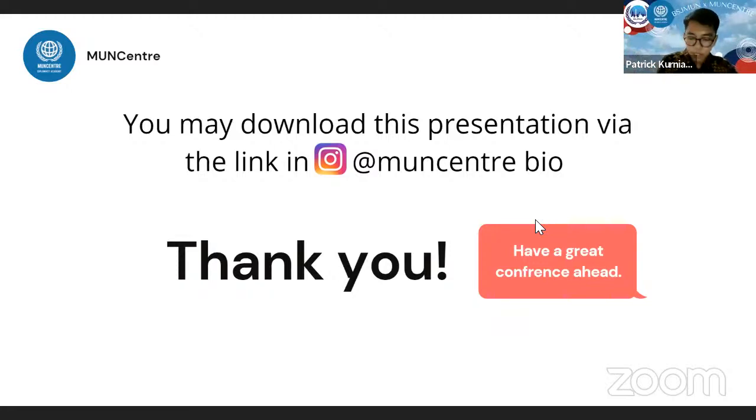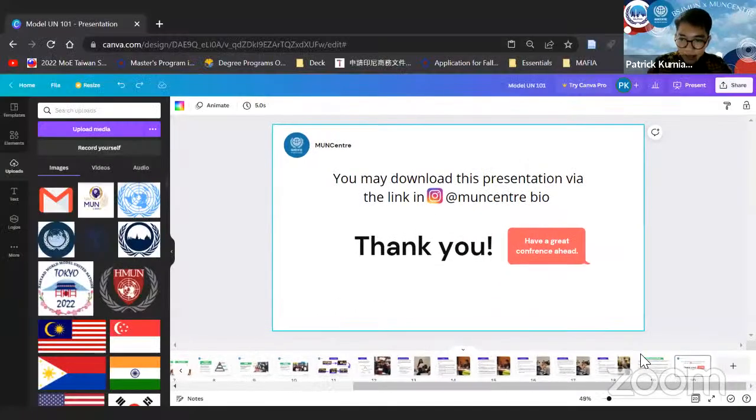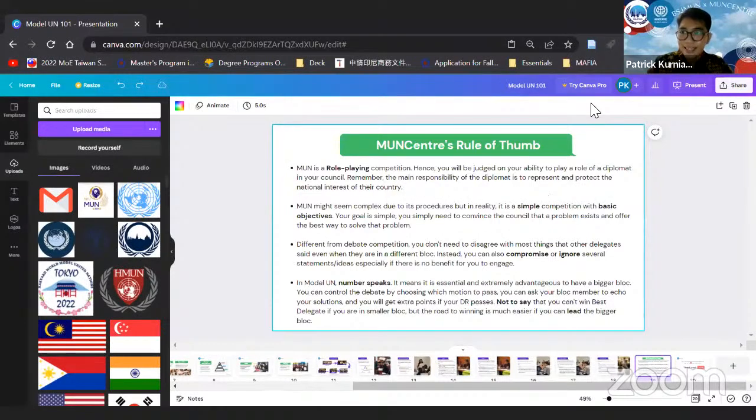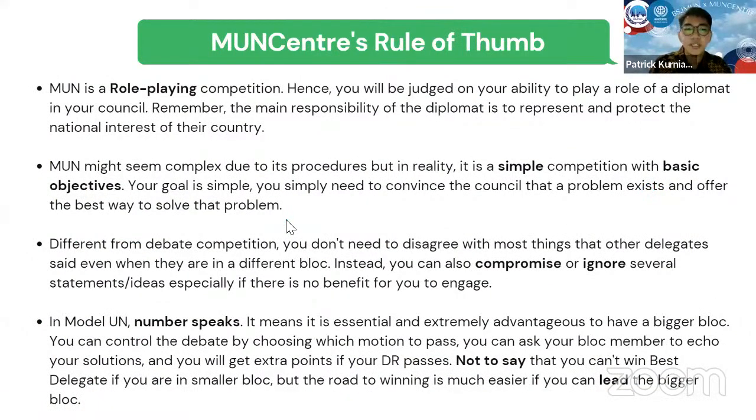Now, again, just like what I mentioned in the rule of thumb here, I cannot access it. Okay, this is all right. So if you've seen this rule of thumb again, even if some of you already get bored with this, it says that MUN is a very simple competition. You simply need to convince people what the problem is and then offer them a solution to solve that problem. So if you focus your research on those two things, of course you have to be in line with your country stance as well.